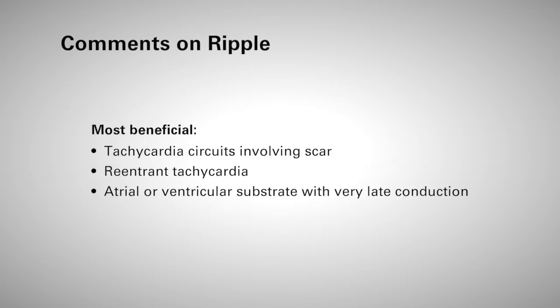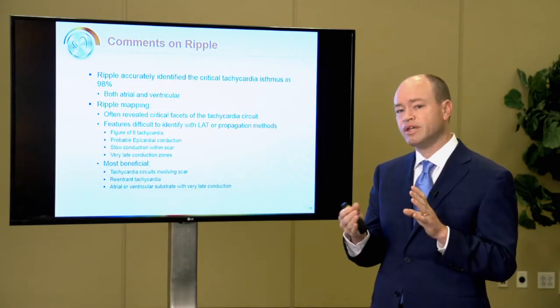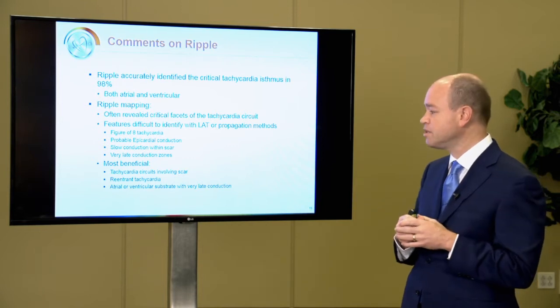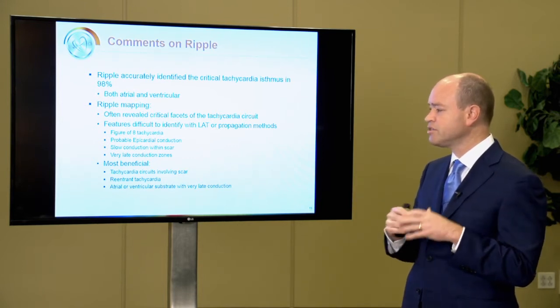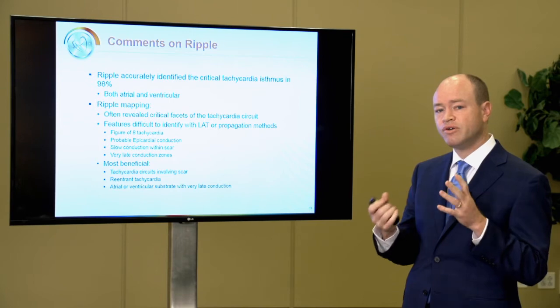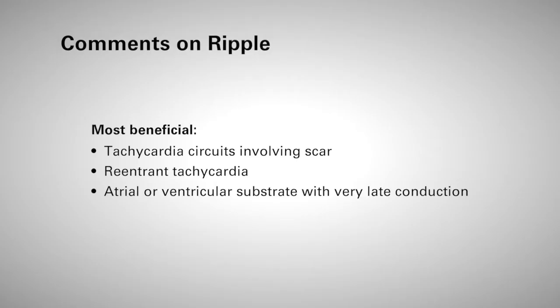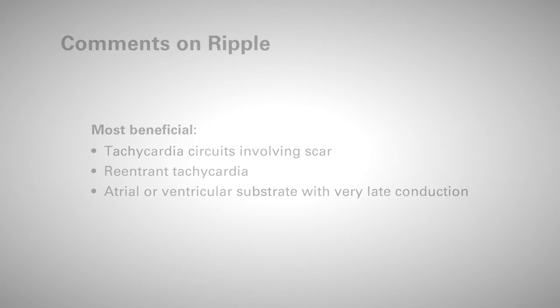And it's most beneficial, particularly in atria which are fairly scarred with multiple zones of slow conduction, where LAT maps oftentimes would mark late activation as early because of the constraints of the window of interest. So for tachycardias involving scar, reentrant rhythms, and atrial and ventricular substrates that have slower late conduction, this has proven much more effective than traditional mapping methods.